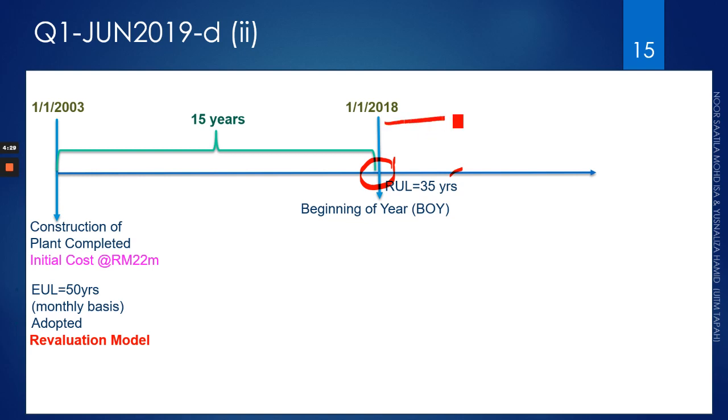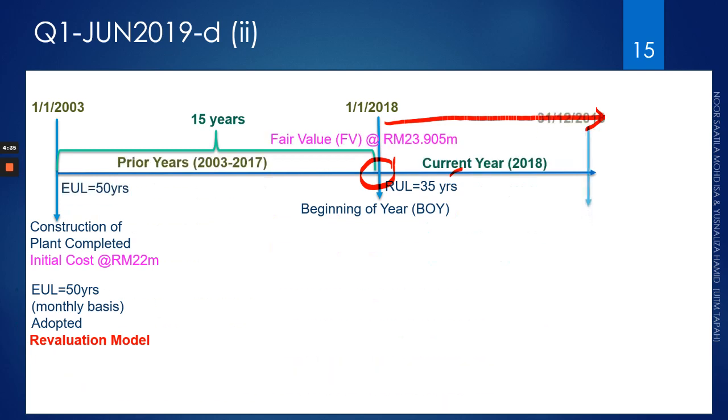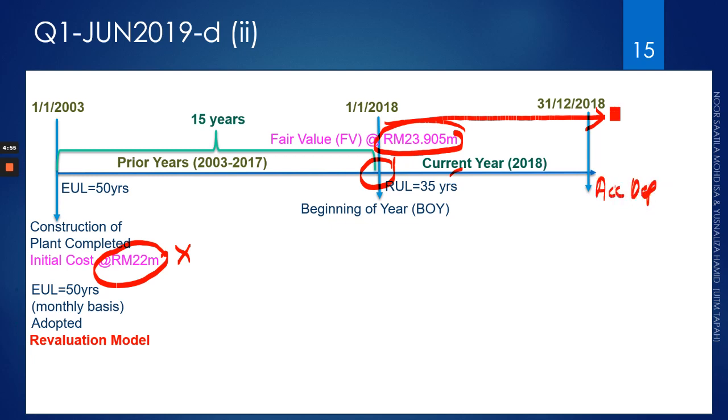So starting from here onwards, your depreciation will have to reflect the fair value that was given, which is 23.905. So you will no longer depreciate based on the cost. You will depreciate based on the fair value. If you were asked to calculate the accumulated depreciation on this date, you need to know that that is the new depreciation, which is also the accumulated depreciation in year 2018. That was in the current year.